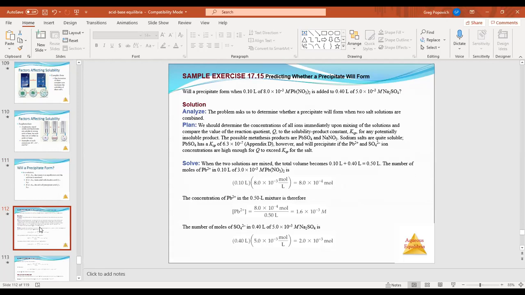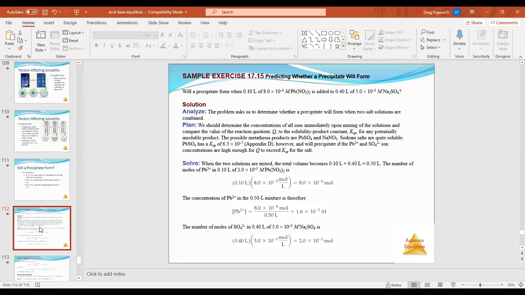If I have 5 times 10 to the minus third molar sulfate, sodium sulfate, I produce one sulfate for every sodium sulfate. It's a 1-to-1 relationship. Sodium sulfate completely dissolves. So if I have 5.0 times 10 to the minus third molar sodium sulfate, I have 5.0 times 10 to the minus third sulfate. I also know the volumes of each one of them.